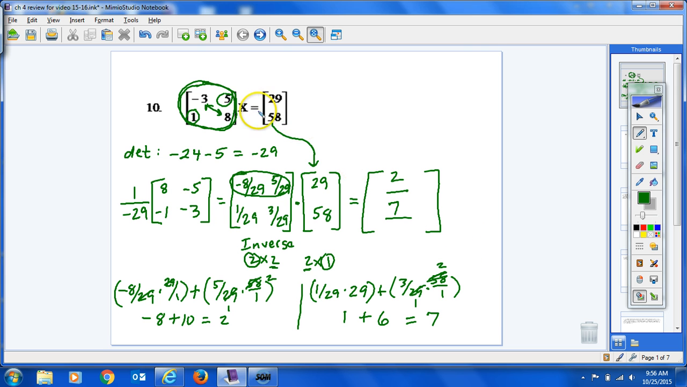So the answer for x is equal to this matrix here. So in other words, if we had taken this original 2 by 2 matrix, multiplied it by this matrix, the result should have been the matrix on the right. And it's a great idea to check that on your test if you have time.